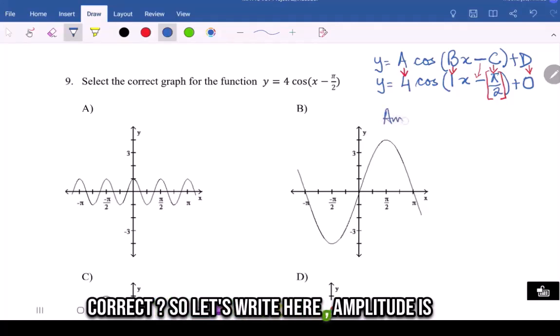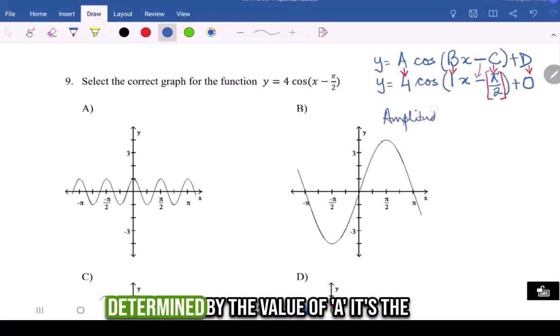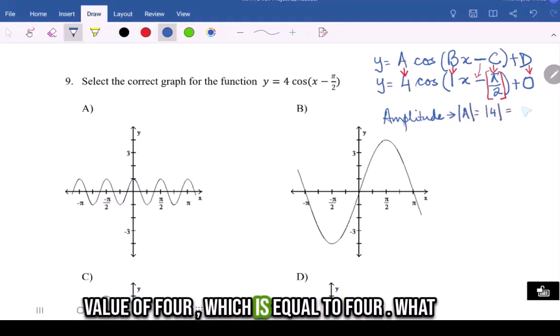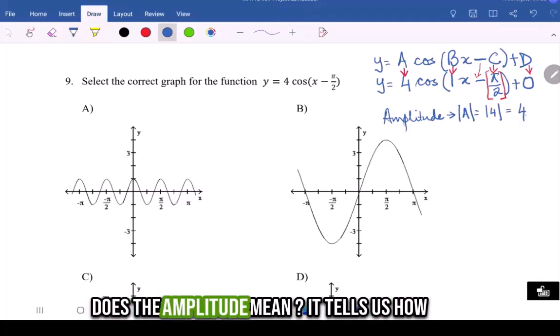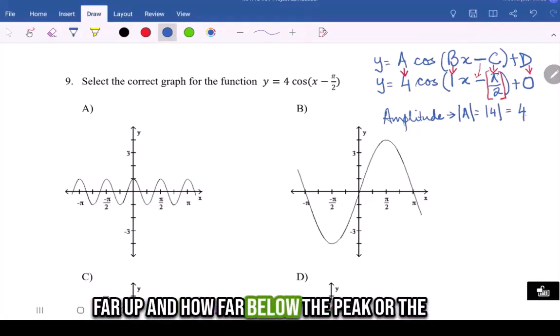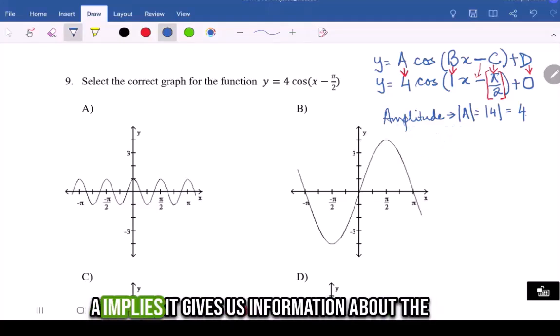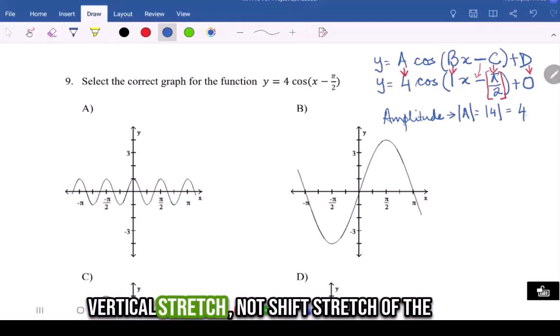So let's write here: amplitude is determined by the value of A. It's the absolute value of A, which is the absolute value of 4, which is equal to 4. What does the amplitude mean? It tells us how far up and how far below the peak the entire graph will be stretched. That's what A implies. It gives us information about the vertical stretch, not shift, stretch of the graph.